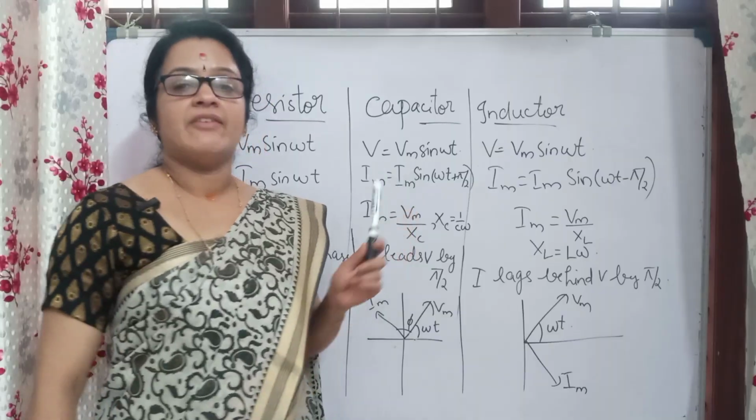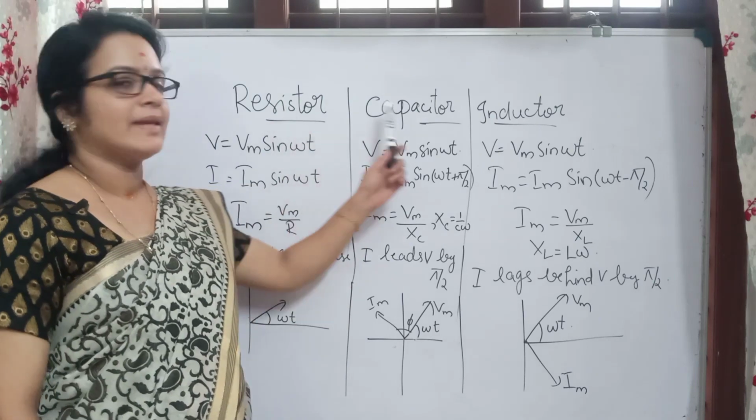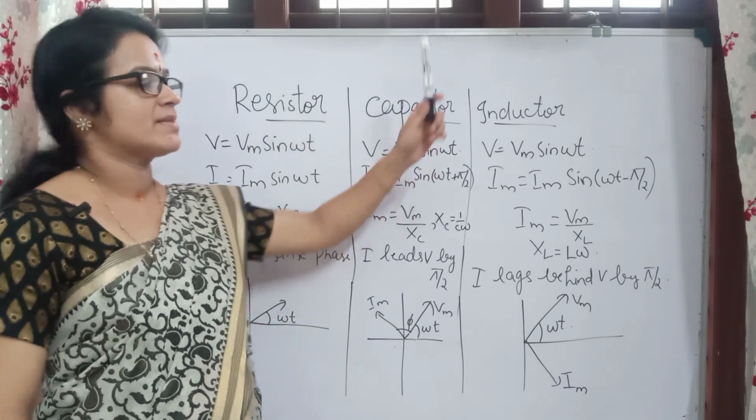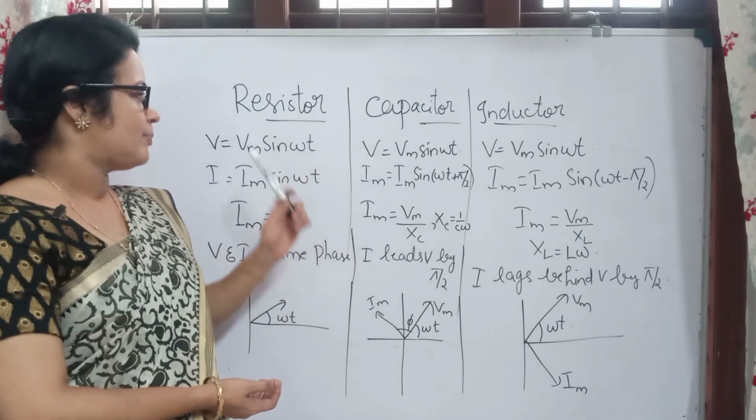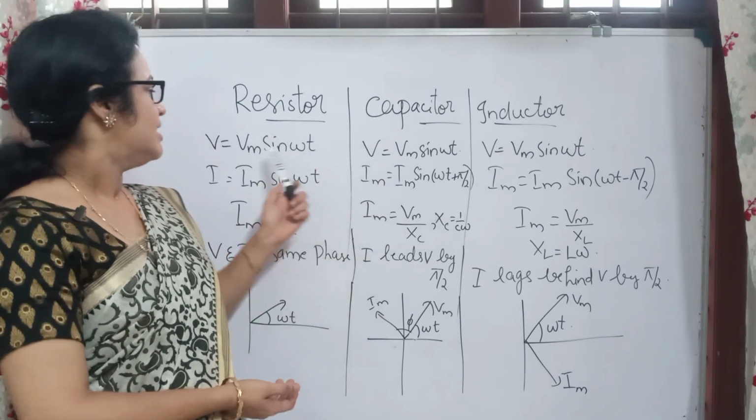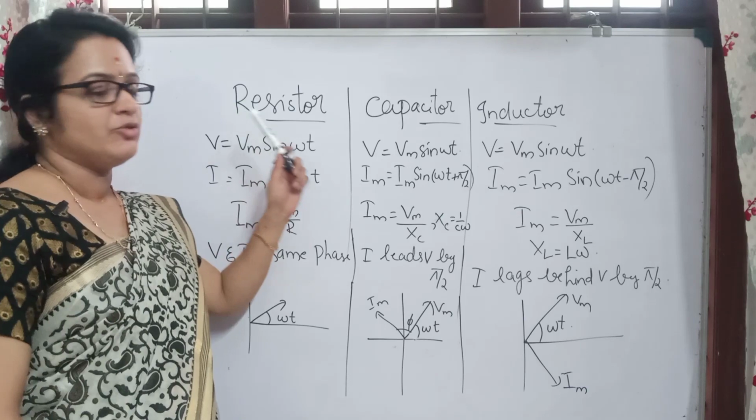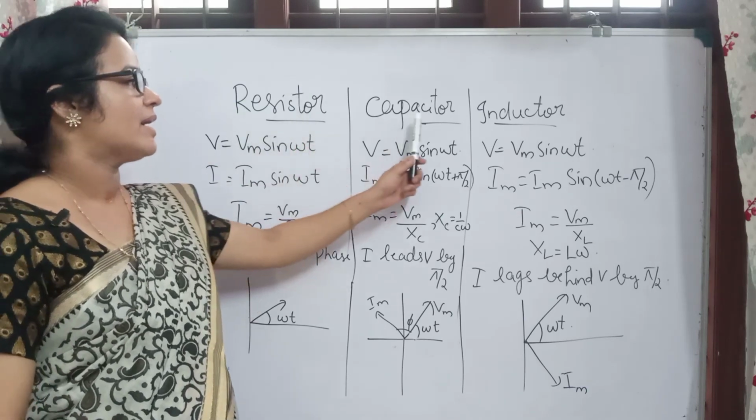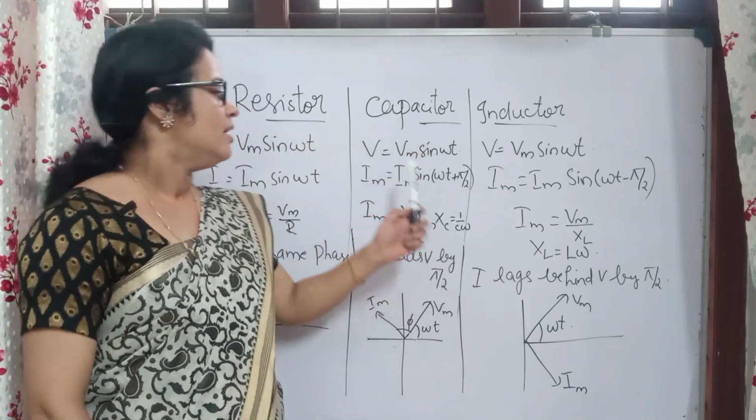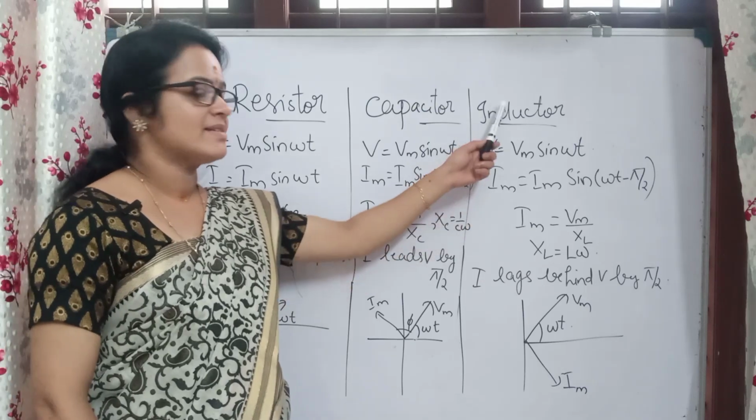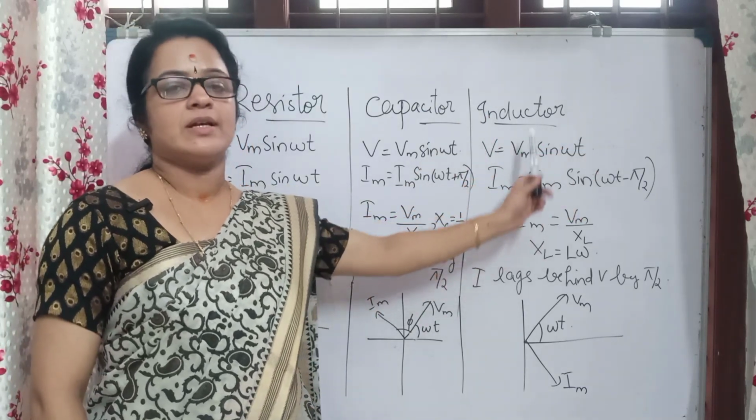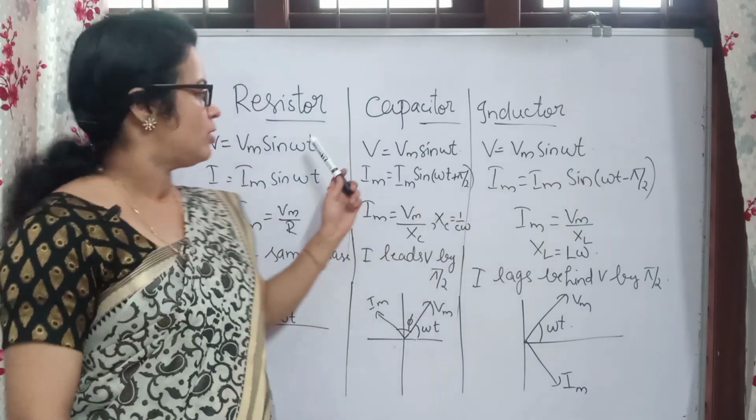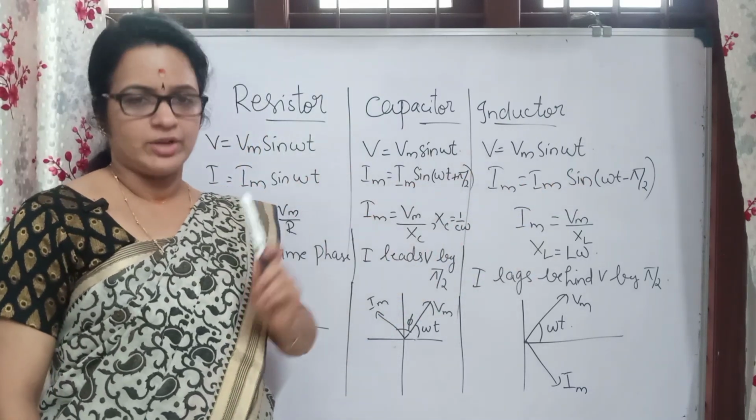Clear? Now we can have a quick review of all three components, resistor, capacitor and inductor, when they are connected to an AC circuit. What will happen? All the points we can just review here. The voltage will be V is equal to Vm sin omega t, and in the case of capacitor V is equal to Vm sin omega t, and in the case of inductor also we have the same voltage, V is equal to Vm sin omega t. So all three have the same voltage.